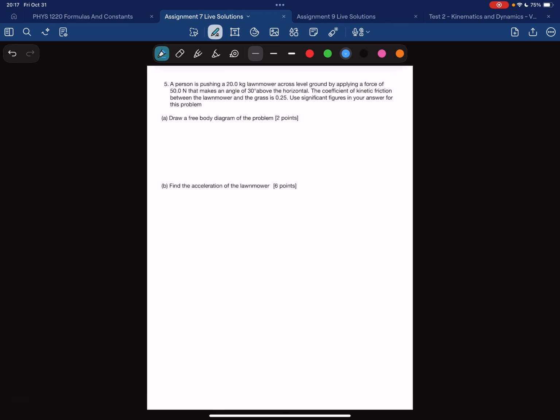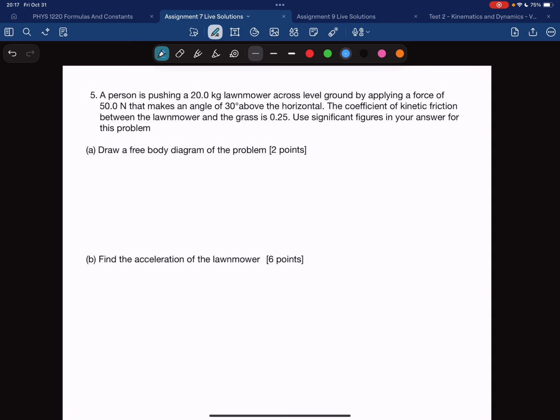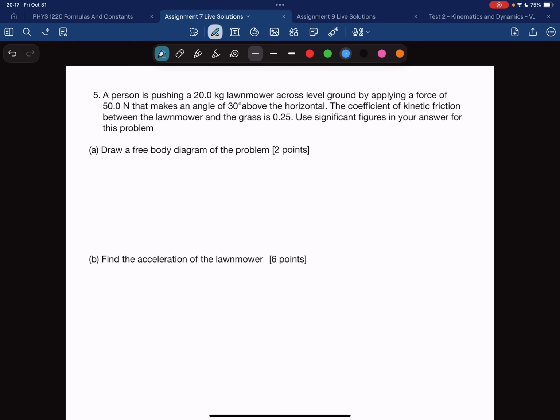Question 5. A person is pushing a 20-kilogram lawnmower across the level ground by applying a force of 50 newtons that makes an angle of 30 degrees above the horizontal. The coefficient of kinetic friction between the lawnmower and the grass is 0.25. Use significant figures in your answer for this problem. I'm going to tackle that first, actually.